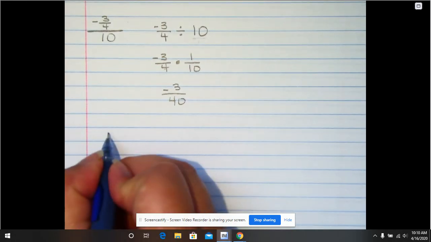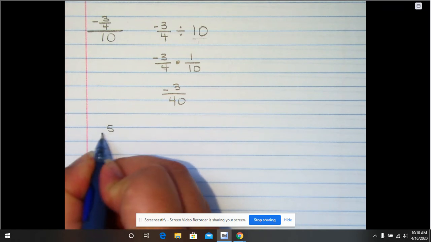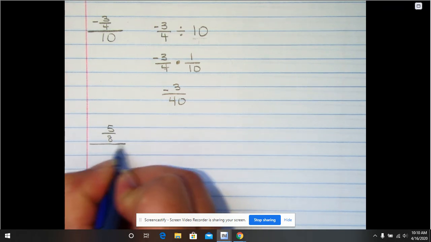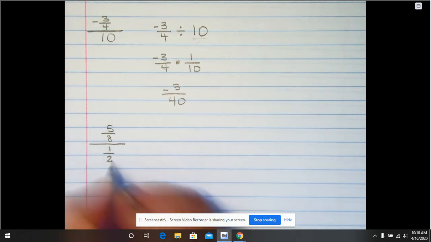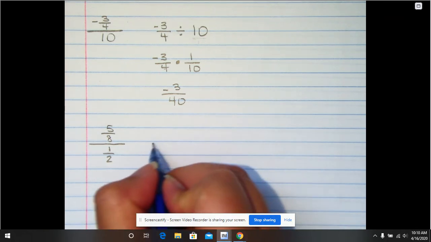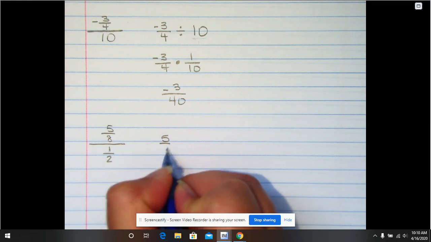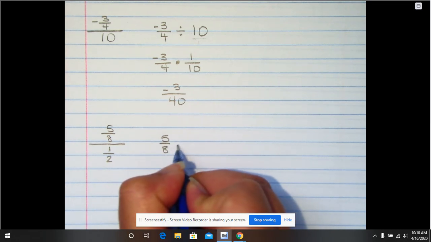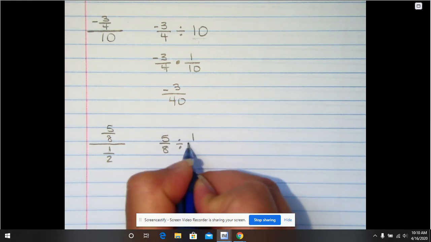Now, what if my complex fraction had two fractions in it? Let's say 5/8 over 1/2. That is a ridiculous looking math problem, but easy to solve because it is simply 5/8 divided by 1/2.